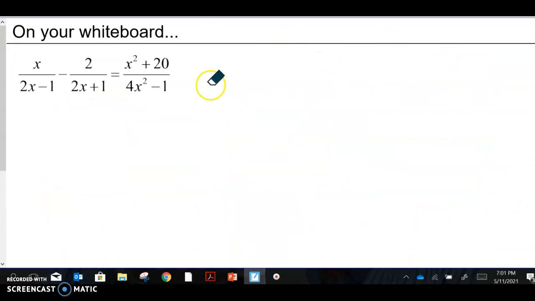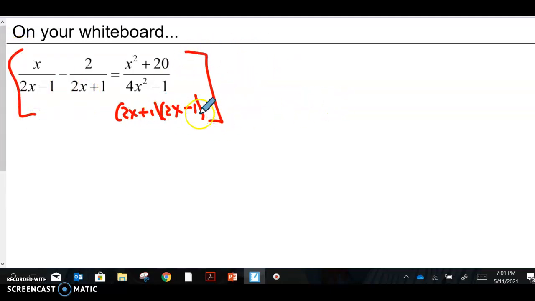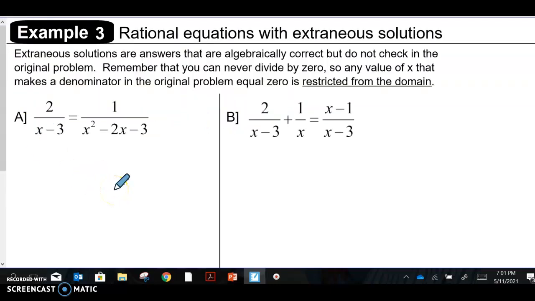Okay. So I would like you to do that one now. Similar to how we did this last one, I will give you a hint to factor this into 2x plus 1, 2x minus 1, so you know what to multiply everything by for the least common denominator. Okay?